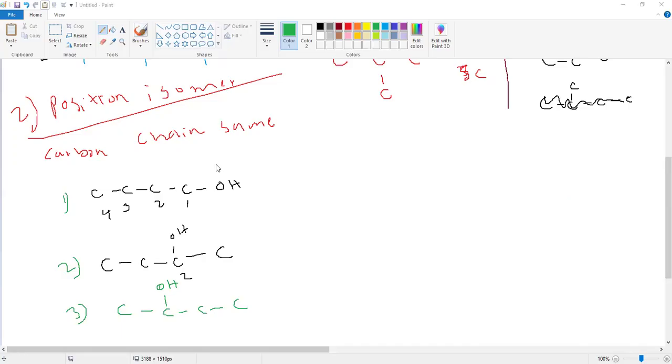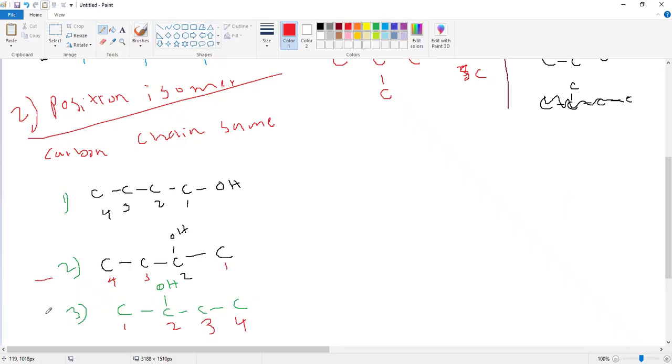Yeah, it's on the second carbon, because we always number the chain such that the carbon with the main functional group gets the lowest number. Now here we number it 1, 2, 3, 4. Now here we have to number starting from here. 1, 2, 3, 4. Then only the carbon with the main functional group will get the lowest number. So that's still the second carbon.